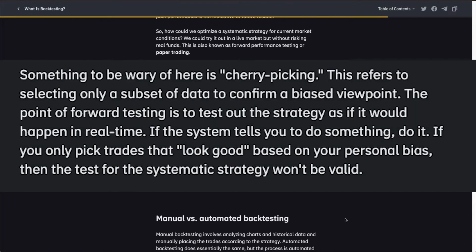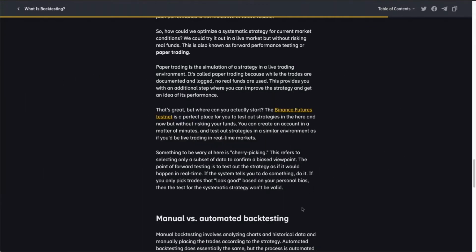Now, something to be worried about here is cherry picking. So this refers to selecting only a subset of data to confirm a biased viewpoint. Now, the point of forward testing is to test out a strategy as if it were happening in real time. Now, if the system tells you to do something, do it. If you only pick trades that look good based on your personal bias, then the test for the systematic strategy won't be valid.